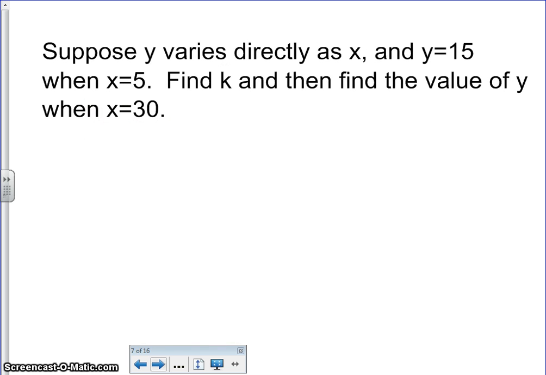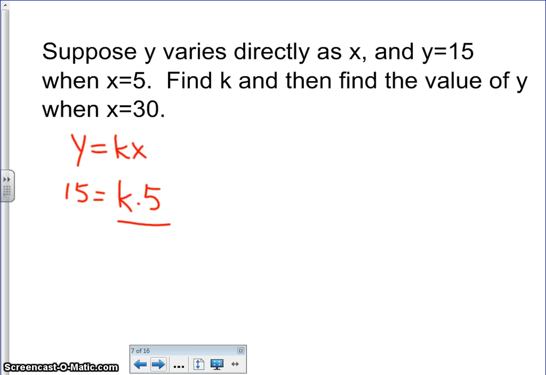Suppose y varies directly as x. All right, so it's a direct variation, so we know that this equation is going to be in the form y equals kx. And it says y is equal to 15 when x is 5. So our equation is 15 is equal to k times 5. Find k. No problem. We'll find k.